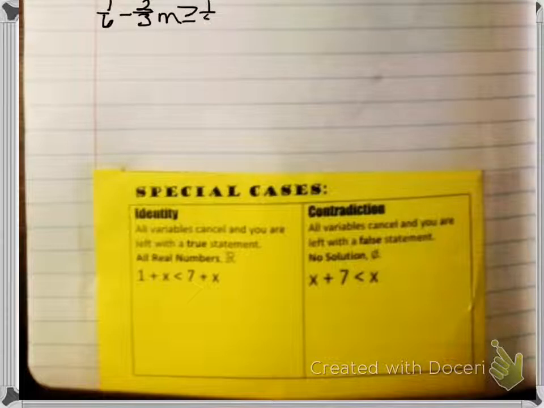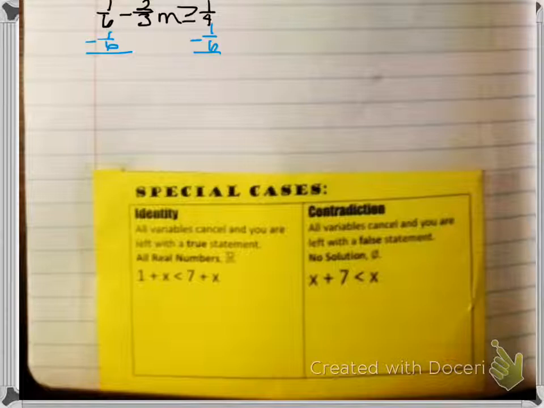We've got 1/6 minus 2/3 m is greater than or equal to 1/4. So this one we've got some fractions, but we still will solve it in the same way. I'm going to start by subtracting 1/6 from both sides. And those fractions I would just type into the calculator. That'd probably be the easiest way to do it. If you don't want to do it that way, you could find a common denominator and subtract.